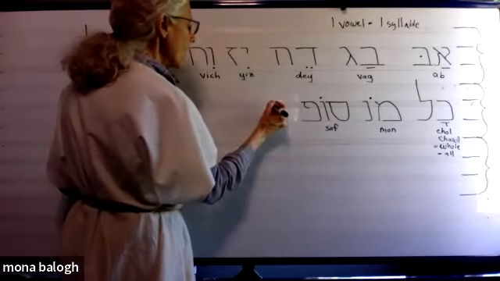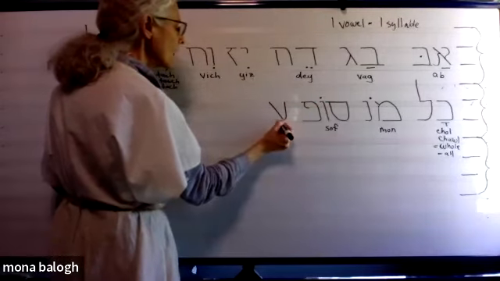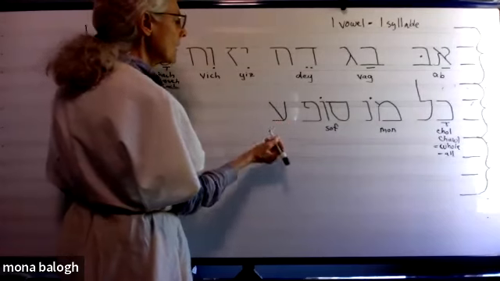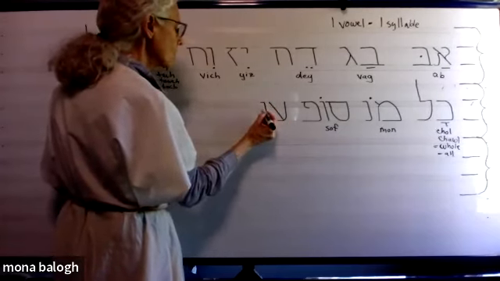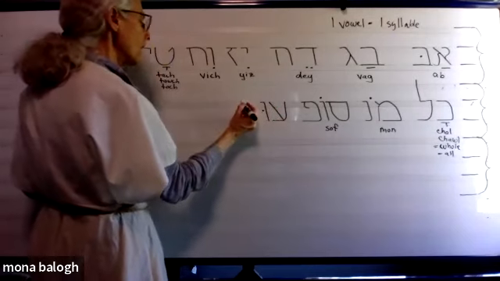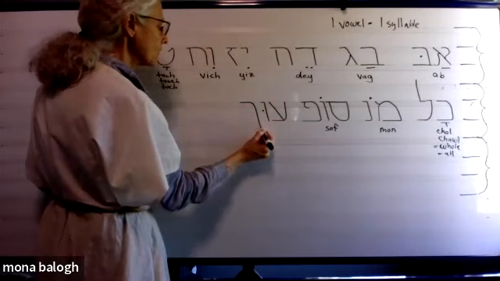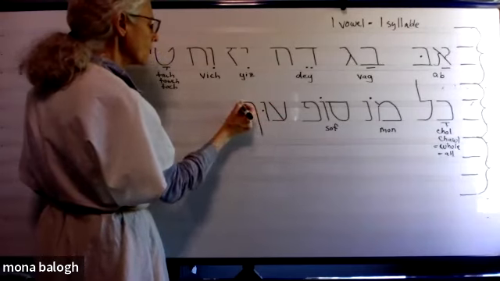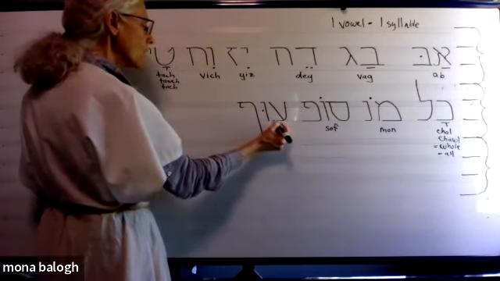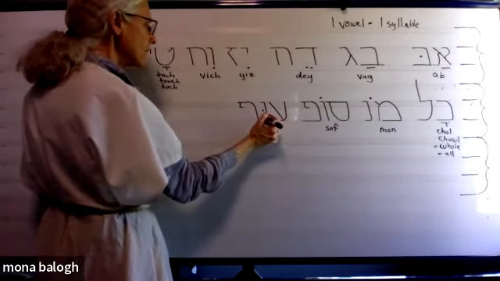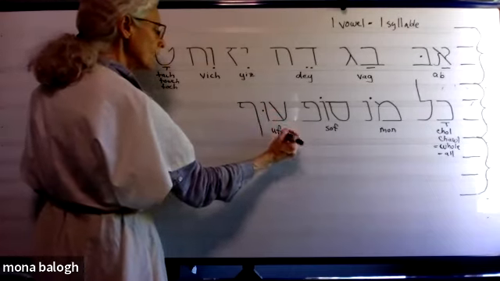Okay, now we'll do an ayin. Ayin. And let's do vav u. And fe. Let's do a fe sofit, because this does come at the end of the word. The fe sofit ends the word. That's spelled oof. Remember, ayin makes the vowel sound guttural. Oof.